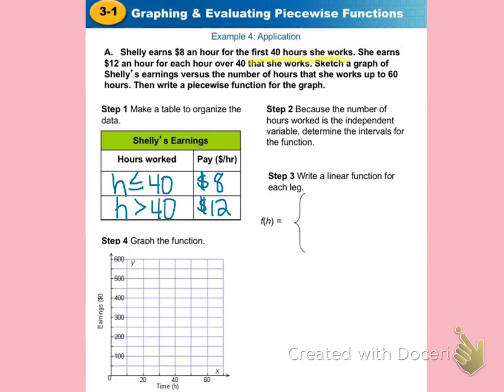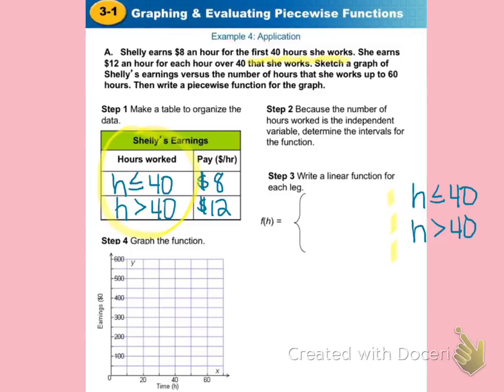So basically this part right here, the hours worked, is going to become our interval, this piece over here, where it helps us to kind of split up this function into the two pieces. And so I know that for when H is less than or equal to 40, I'm going to have to write a function that says she gets paid $8 an hour, and that when H is greater than 40, it's going to have to take into account this higher wage for the additional hours that she works.